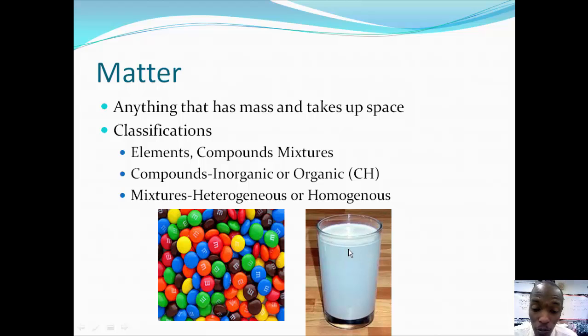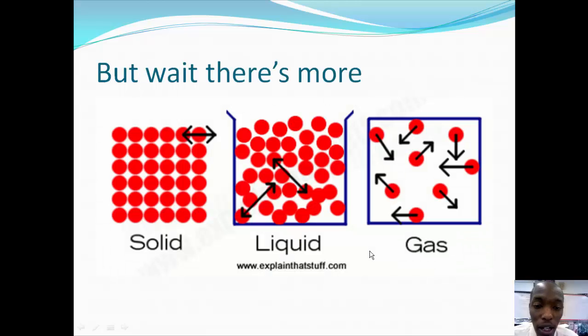Alright, so here we have a mixture of flour and water, and we cannot tell where the flour is separated from the water. So this is considered homogeneous. That means it's the same throughout. Homo means same. Hetero means different. You can see different things. In homogeneous, you can see one substance. Alright, but wait, there's more.